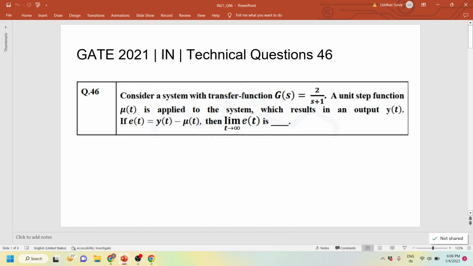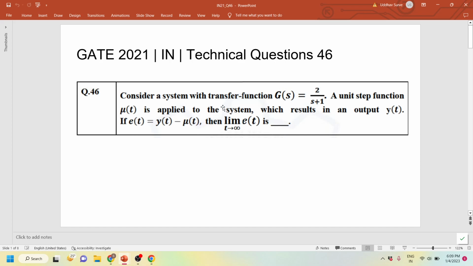GATE 2021 instrumentation technical question 46. So consider a system with transfer function G of s, which is equal to 2 upon s plus 1. A unit step function u of t is applied to the system, which results in an output y of t. If e of t is y of t minus u of t, then the steady state value of the error, which is the limit as t tends to infinity, is asked. Here e of t is just the difference between the output of the system and the input, which is the error.